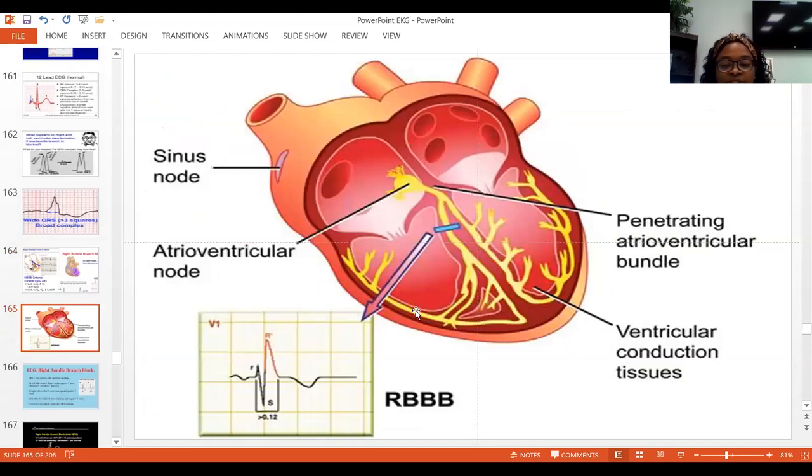Here are the characteristics of a right bundle branch block. Here's an illustration of where that block would be. And again, here's the deflection of what that QRS will look like.